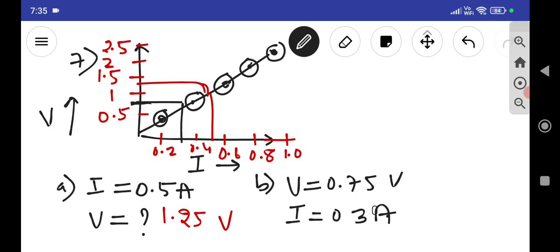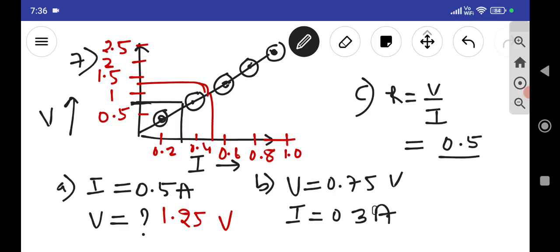Next they asked what is the resistance. So the third question, R is equal to V by I. So you can take the V value if it is 0.5. Now the I value is around 0.2 they have mentioned. So any value you can take and you will get the answer. So this is 2.5 ohm. Hope you have understood the 7th question.